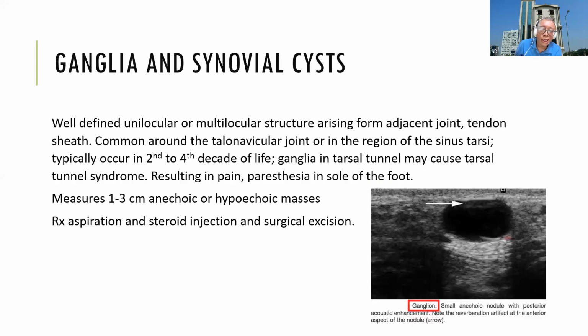Normally, the size of a ganglia is about 1 to 3 centimeters, and it is seen as a well-defined anechoic or hypoechoic mass. So we can simply aspirate this ganglia under ultrasound and inject a steroid. And if this is not helping, the last resort is surgical excision of the ganglia.